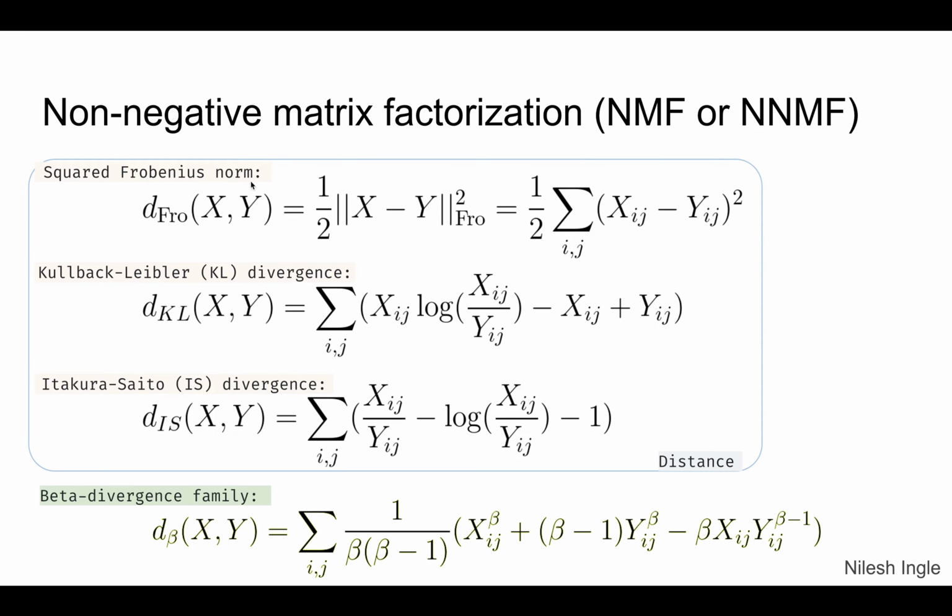There are other distance metrics that can be used in scikit-learn, which are listed here. We have the squared Frobenius norm that we saw earlier. Then we have KL divergence, and we have IS divergence. And down here, this equation just shows the general form for these distances.